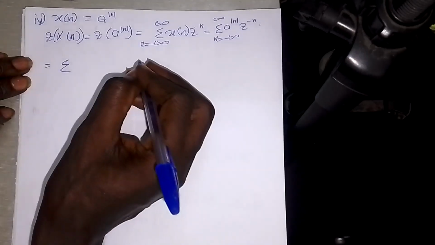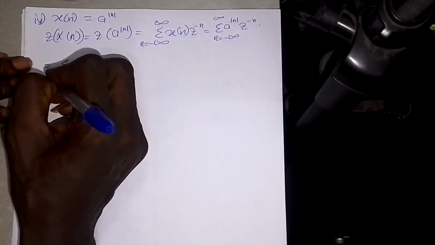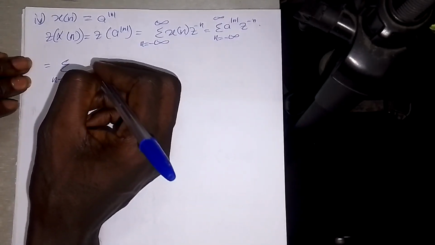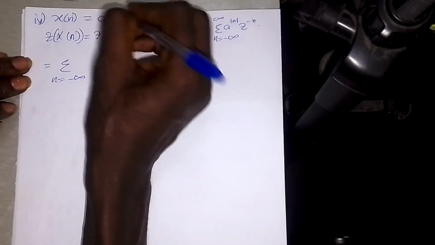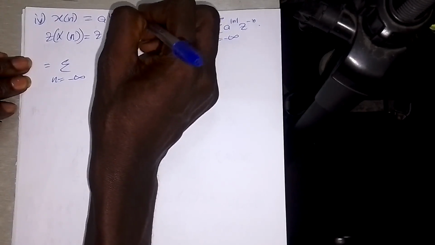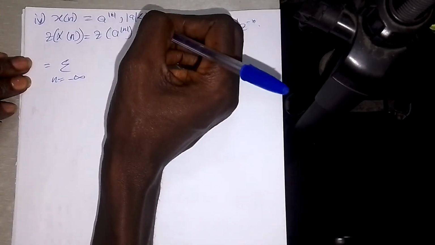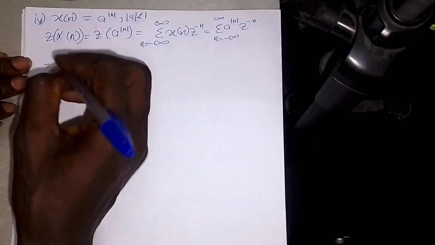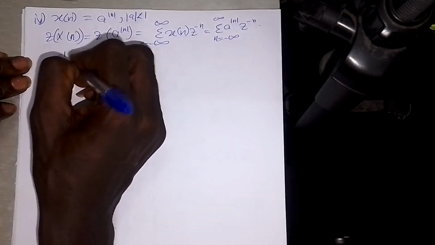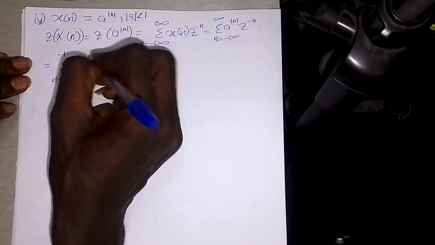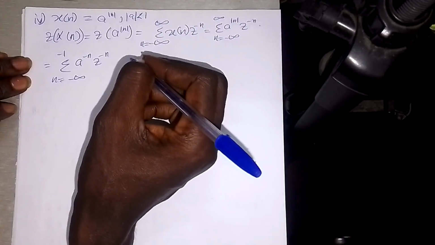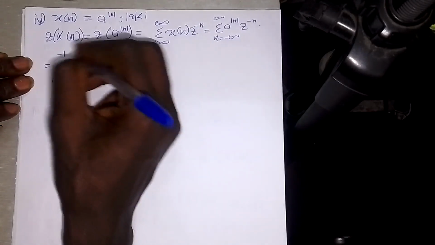If we take the negative aspect first, then we're going to have a summation. For the negative aspect, n is going to come from minus infinity, and it's going to go to, here the region is mod a less than 1. So that means n goes from minus infinity to minus 1, and here I'm going to have a exponent minus n. So this is the negative aspect.